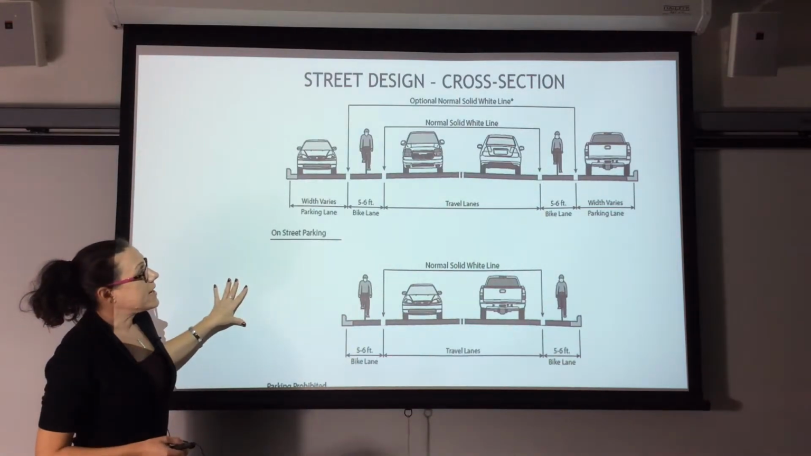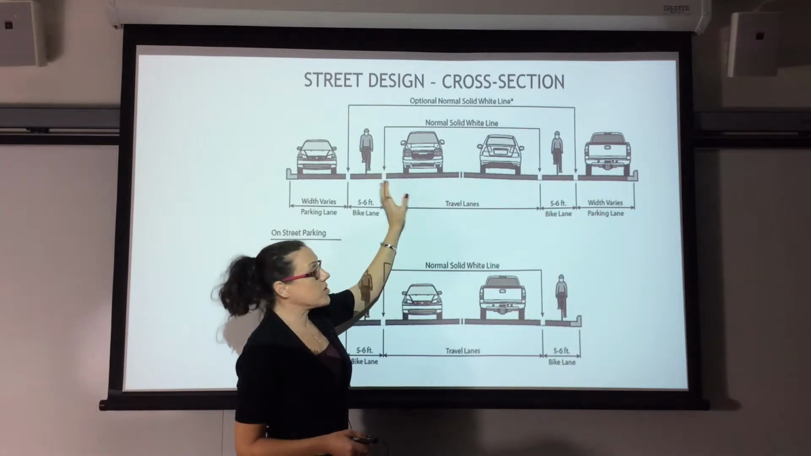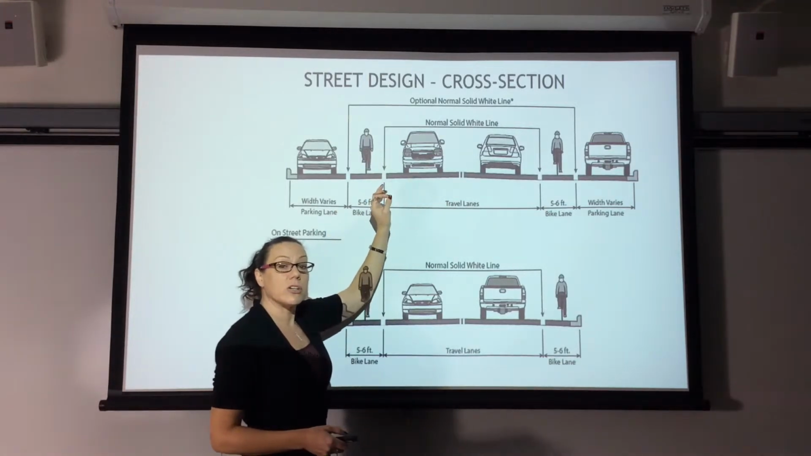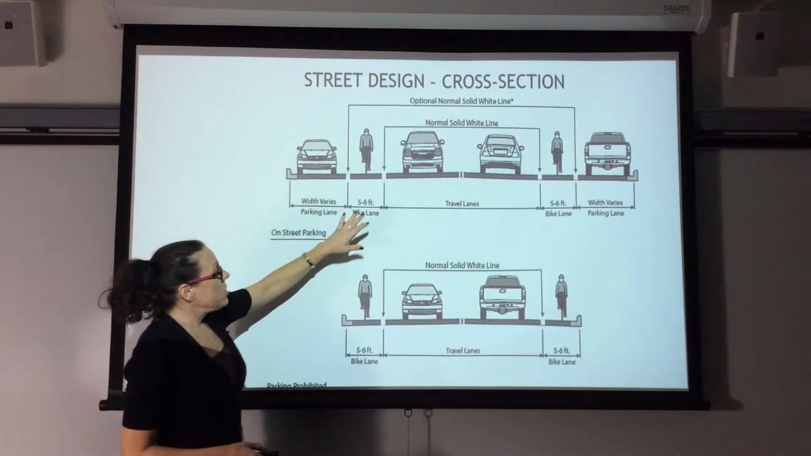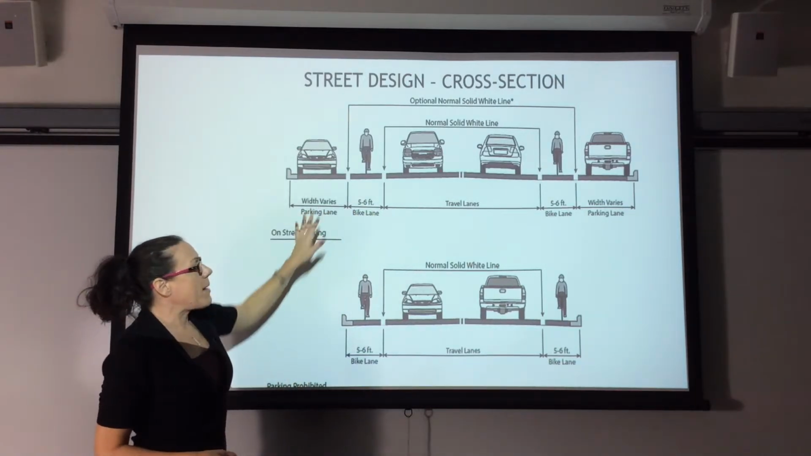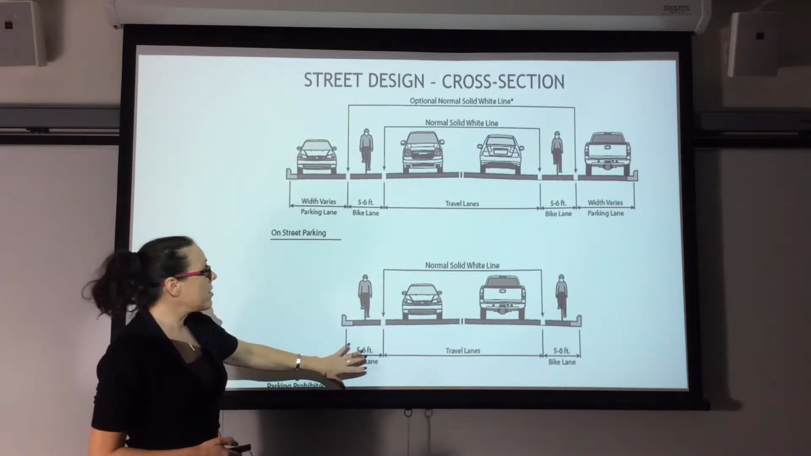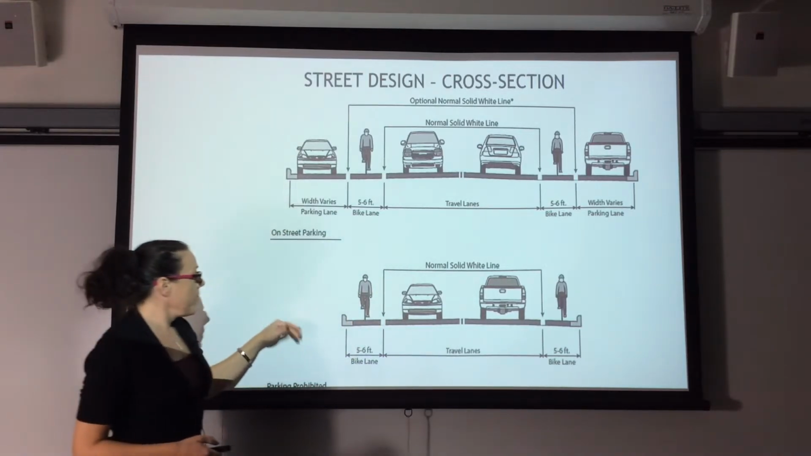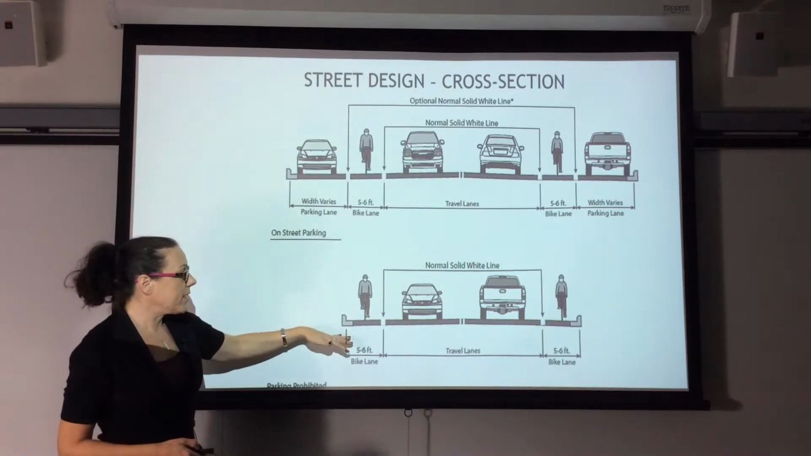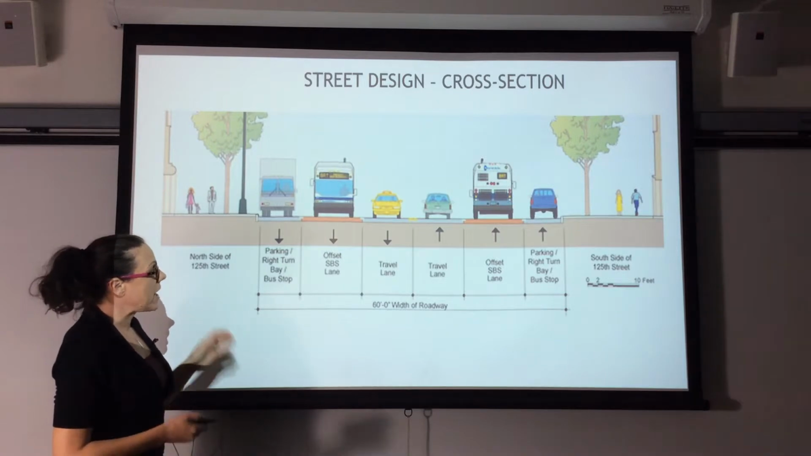You also have cross sections that look like this. So you have a normal solid white line. So when somebody says solid white line, that means they're doing signage and striping. You have, excuse me, a 5 or 6 foot bike lane, and then you might have parking on the side of the street, and again, a curb and gutter. Same with here. Or you could have off-street parking or no parking at all, but you still have your bike lanes.